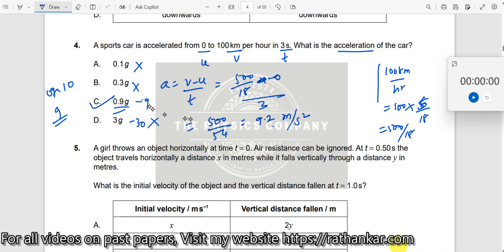So I got 9 here, this is 9.2 here. I think this is the closest answer. So the answer is C. According to the marking scheme also, it is C here. So sometimes you need to solve problems like this also.